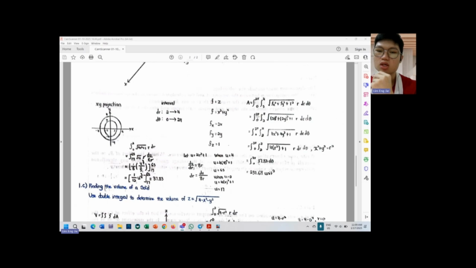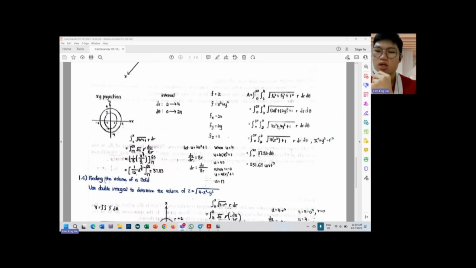We substitute the correct interval and the values of fx, fy, fz into this equation, and then we factorize the 4 to become x squared plus y squared, and substitute r, where x squared plus y squared is equal to r squared, and then we can solve. We can use a calculator, or use substitution, to get 33.83. After we use the calculator again, the final value is 237.69 units squared. This is the area.